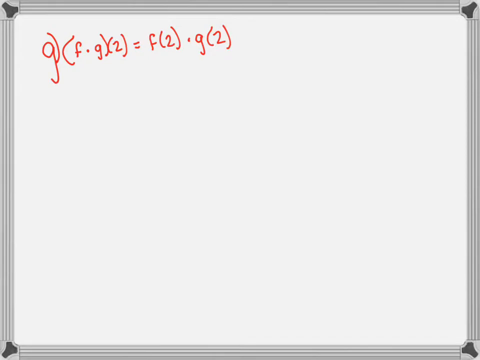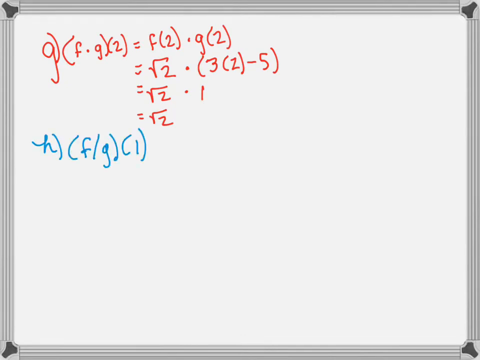G is looking for the product of f and g of 2, which is equal to f of 2 times g of 2, or the square root of 2 times the quantity 3 times 2 minus 5, or the square root of 2 times 1, or just radical 2.